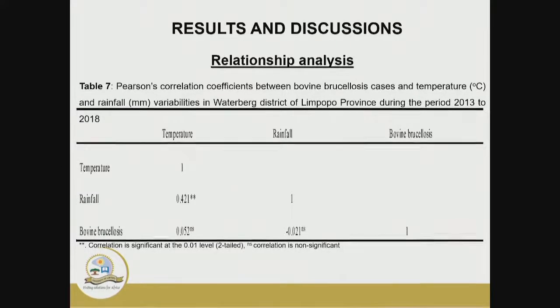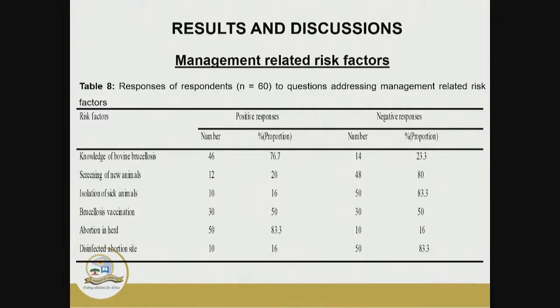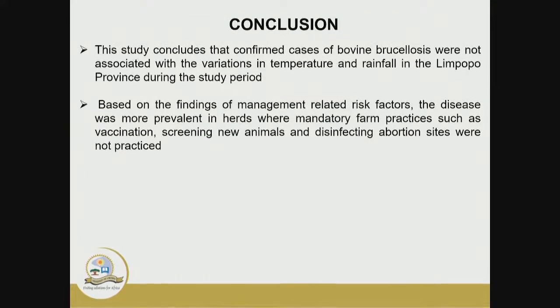So the last table is about management-related risk factors. It was found that the majority of the farmers were experiencing abortions in their herds, and only a small number of them were isolating sick animals, and they were also not screening new animals.